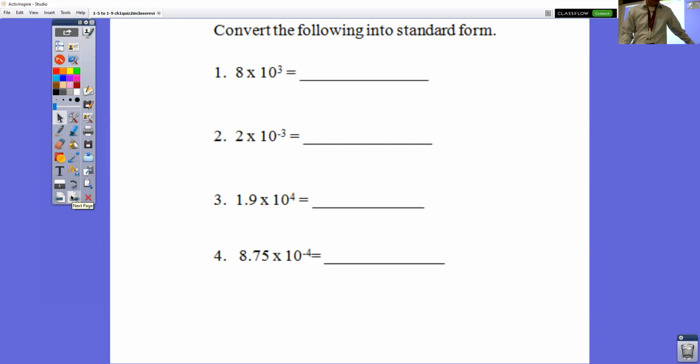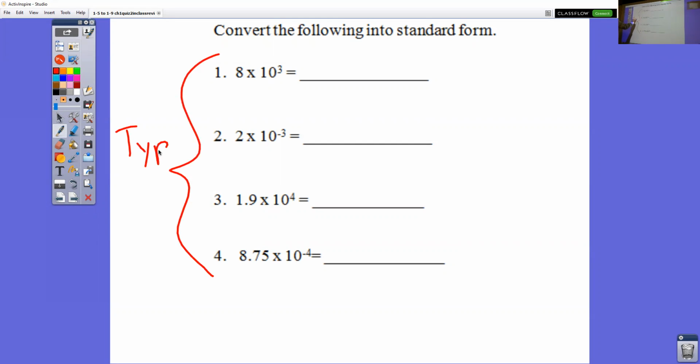These are honestly some of the easiest questions that you're going to have on your quiz, because all that I would do to make these into standard form is type them all right into the calculator, exactly how they're written. Go ahead and try 1 through 4 right now.